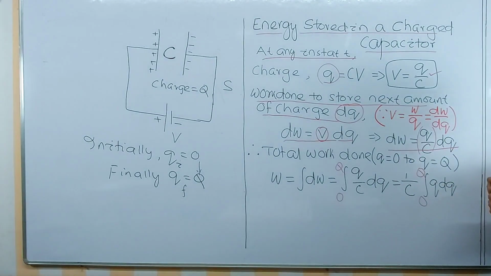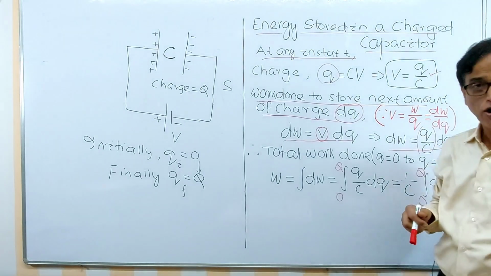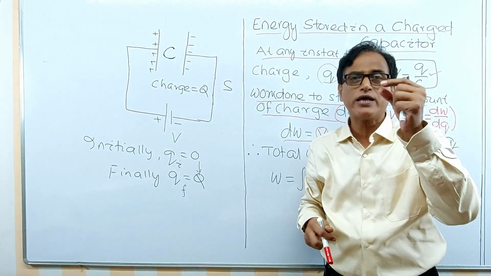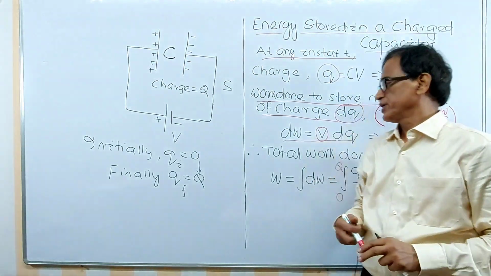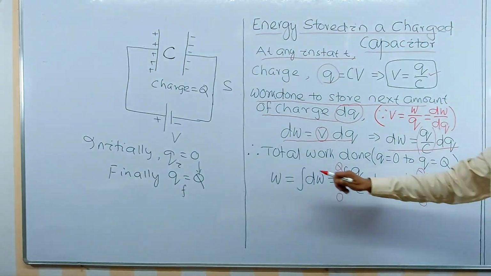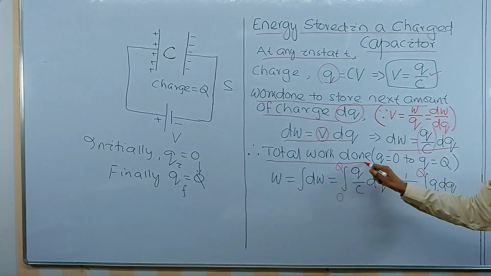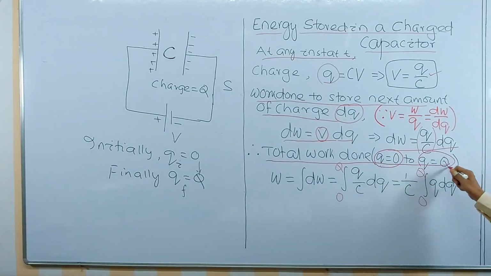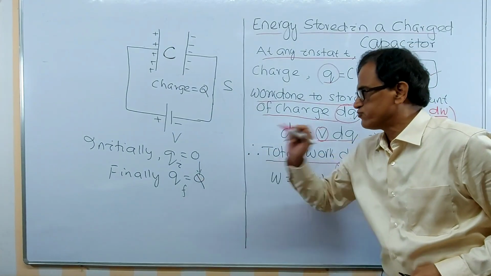This is the work done, for a further amount of work done to store a small amount of charge dq. Now the total work done to store the charge from 0 to Q, initial to final.